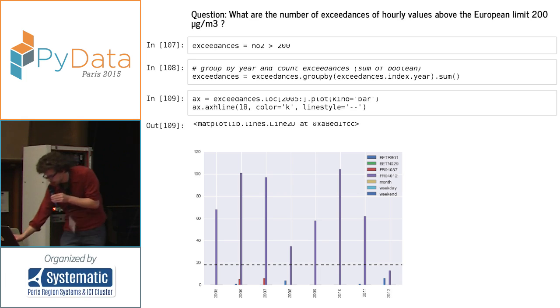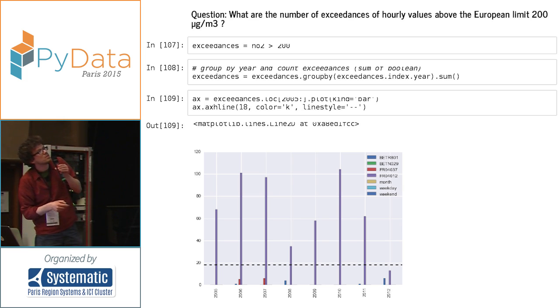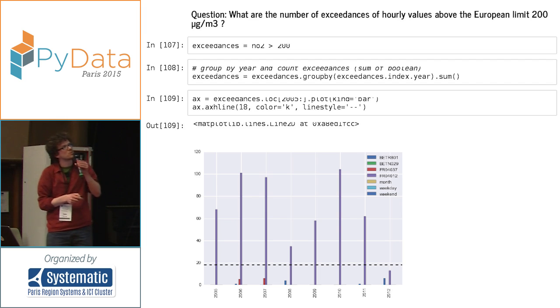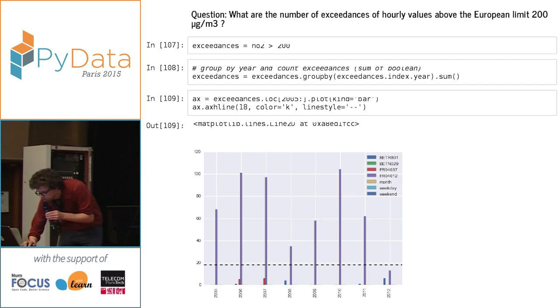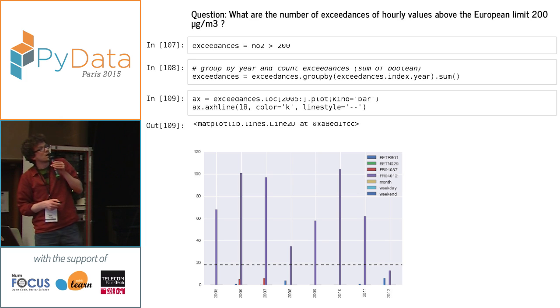The only thing is I still had the month and weekend columns here, but you should first drop them or select the correct ones. I will do it. Well, this looks better. So here you have a plot of the different exceedances.